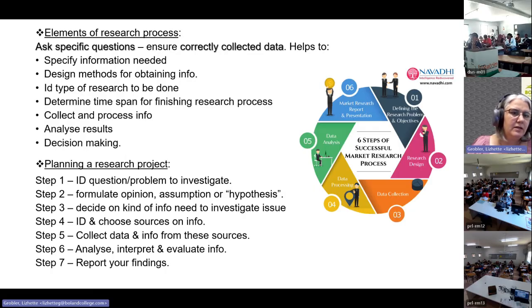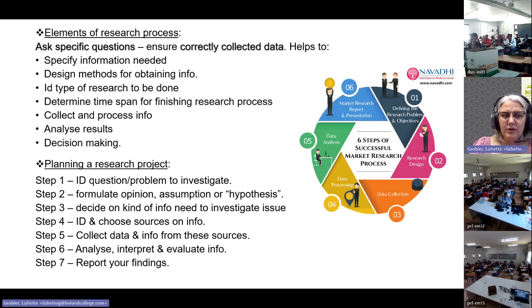Also design a method for obtaining information, identify the type of research to be done, and then determine the time span, how long they're going to have to actually finish the research process, collect and process the information, also analyze the results and decision making.